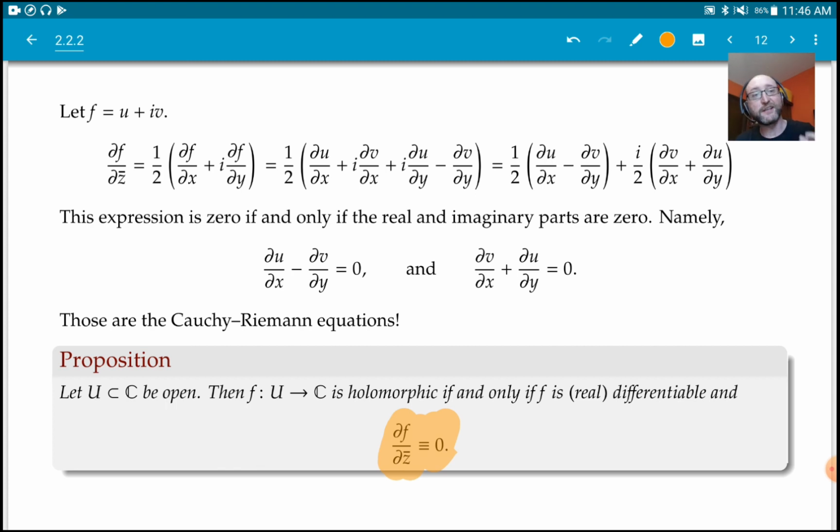This equation makes it seem like a holomorphic function is one that does not depend on z bar, and in some sense, that is true, right? We'll see more of that in just a moment, right?